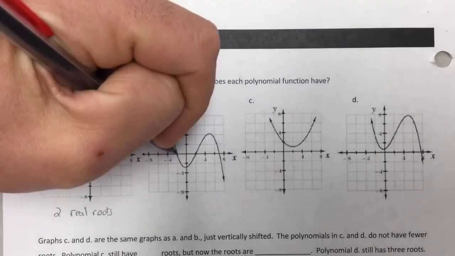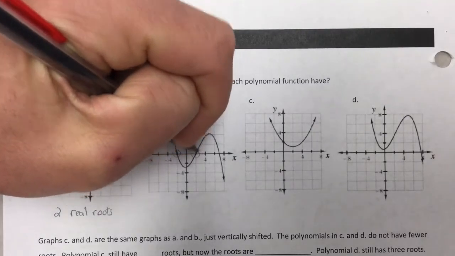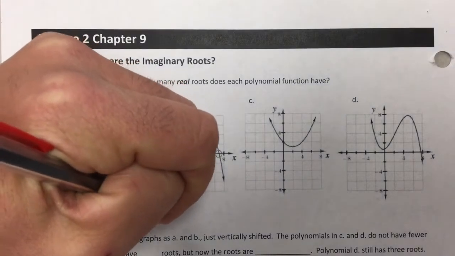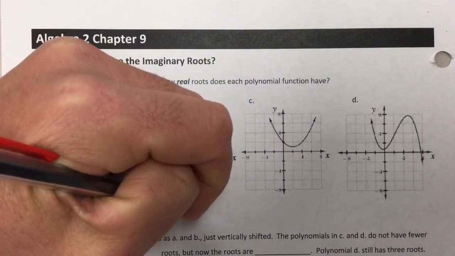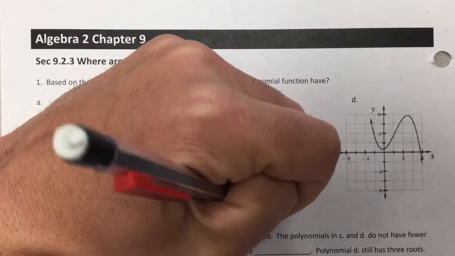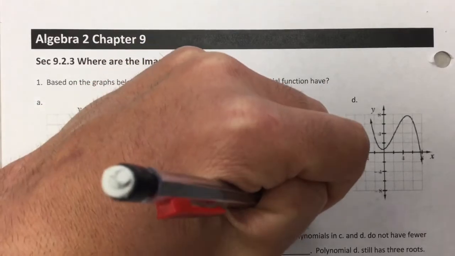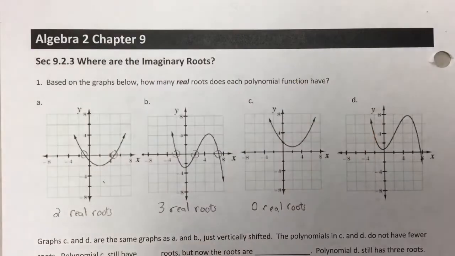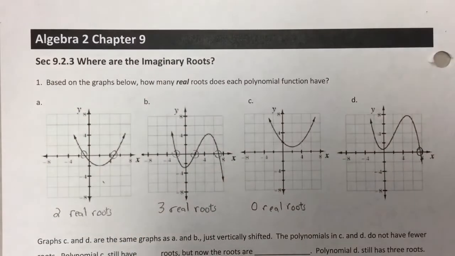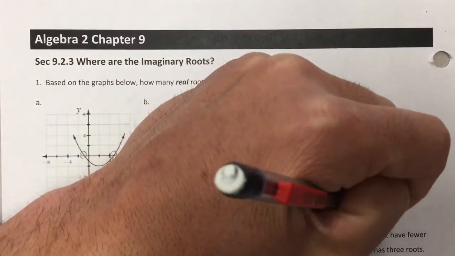For letter B, it's crossing here at three separate spots. So here we'd have three real roots. For letter C, we're not crossing the x-axis at all. So this has 0 real roots. And for letter D, it's only crossing the x-axis one time, so we'd have one real root.